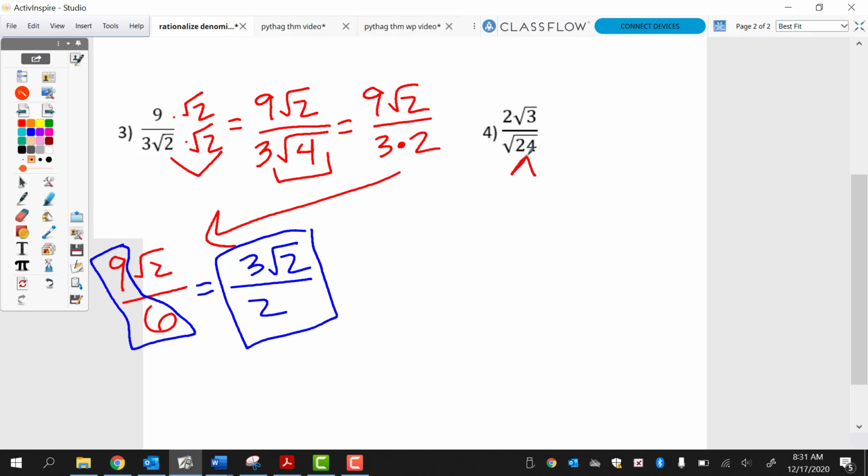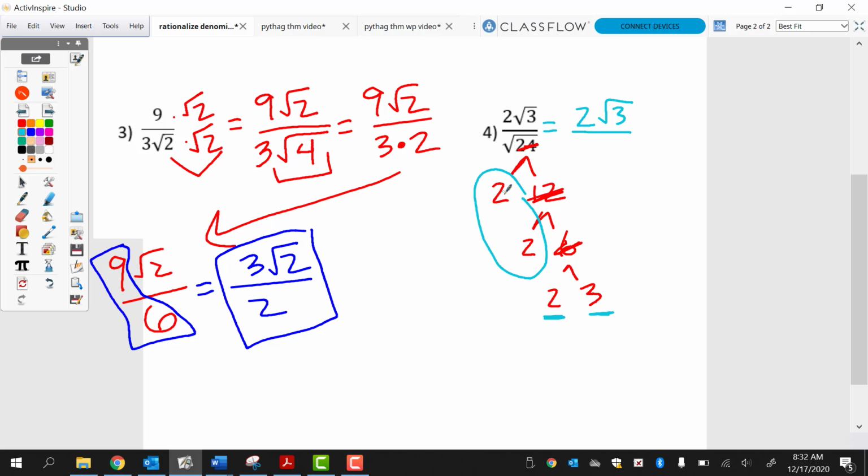So 24, I would try to divide by 2. It works. It turns into 2 and 12. I try to divide 12 by 2. It works. Gives me 6. 6 divided by 2 is 3. And all of these are prime, so I'm done. So I need to make my little groups. So I have one group of 2, and then these are my leftovers. So instead of having square root of 24 on the bottom, I really have, well, this is my pair, so that comes on the outside, 2. And then my 2 and 3 are still stuck on the inside, so I would multiply them back together, and it gives me 6.